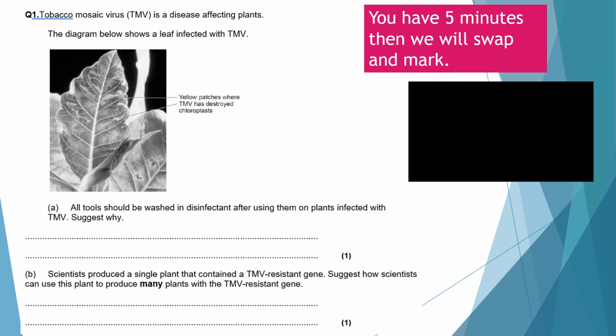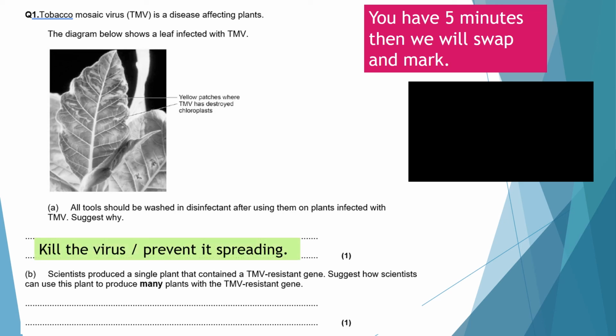Okay, so we have got some exam questions to have a go at. So this is the tobacco mosaic virus. It's infected there. All tools should be washed and disinfected after the plants are infected. Suggest why. So these are just 2 marks. Scientists produced a single plant with a resistant gene. How can they use it to produce many plants? So this is linking back to cloning.